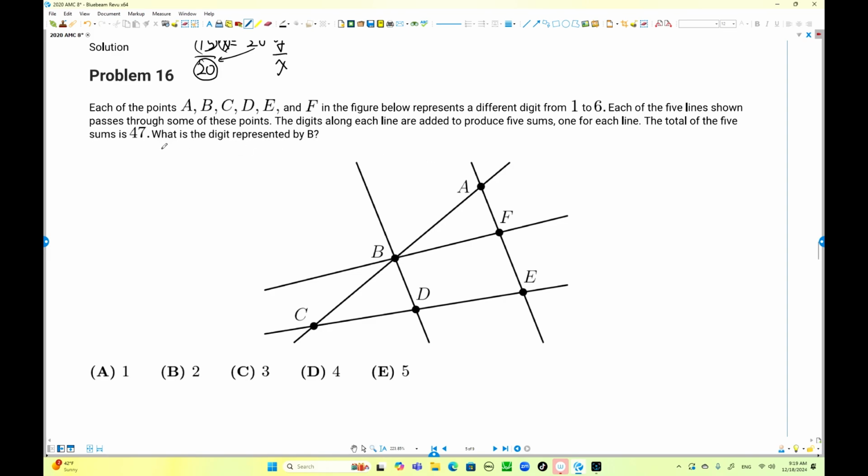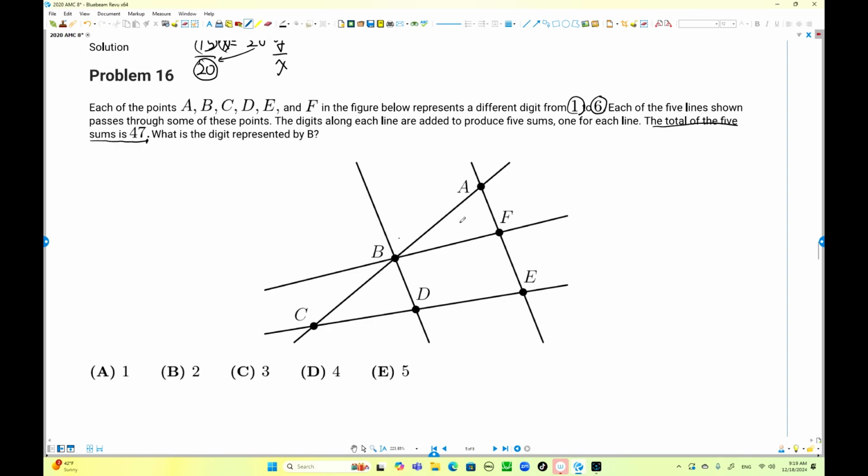Okay. Number 6. We have 5 lines there, okay? A, B, C, D, E, F. Each displays one of the numbers 1 to 6. Okay, that's the constraint. And the total of the 5 sums is 47. What is represented by B? What number will be displayed over here out of 1 to 6?